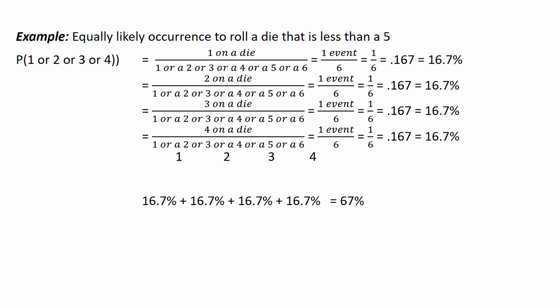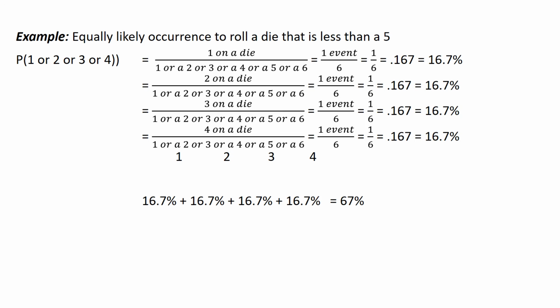Now we're talking about what's the likelihood of happening. This is where we summarize up the possibility of an event happening. What's the possibility of rolling a die that's a 1 or a 2 or a 3 or a 4? Well, each individual die possibility has a 0.167 or 16.7%.